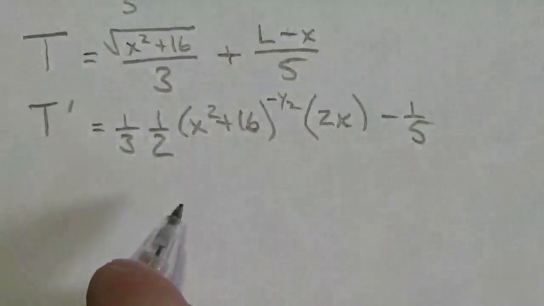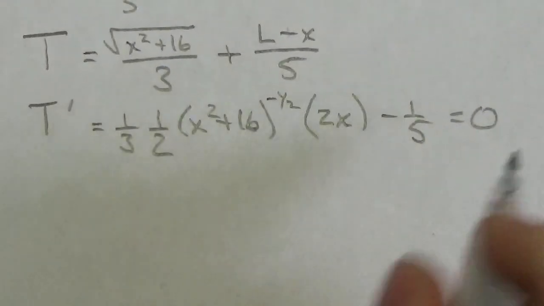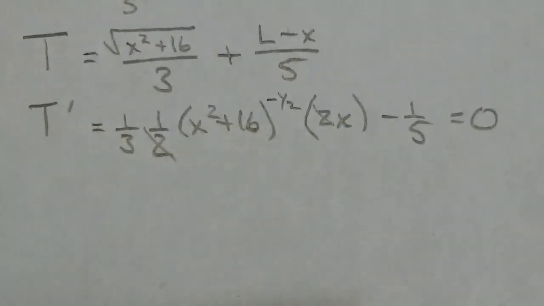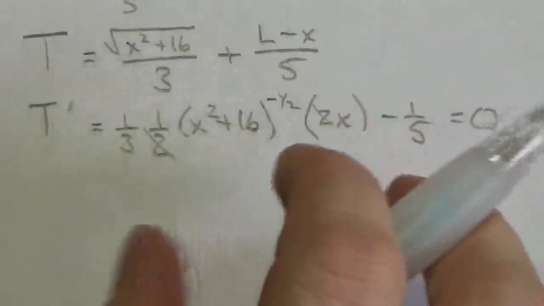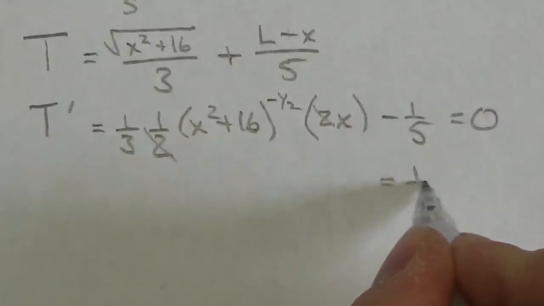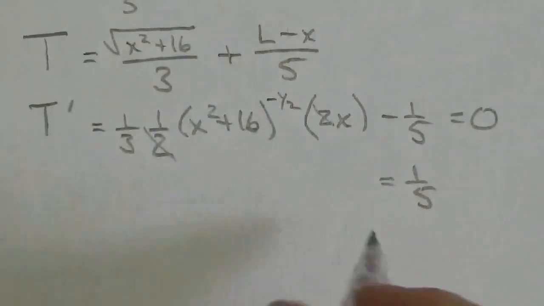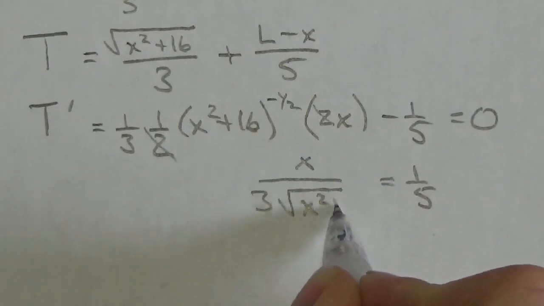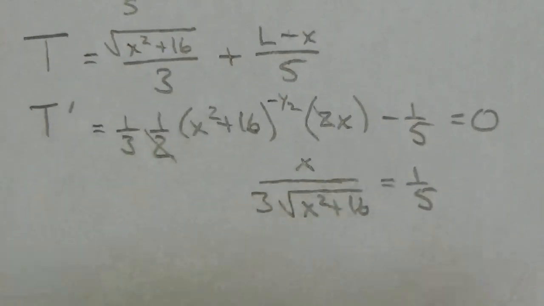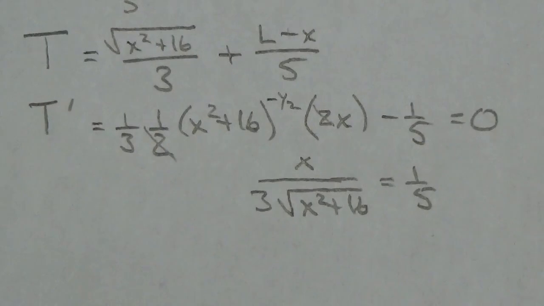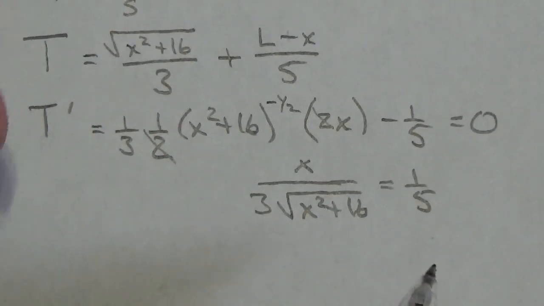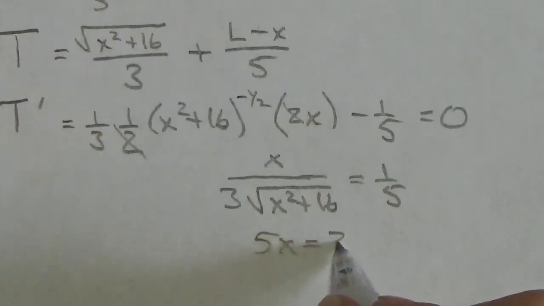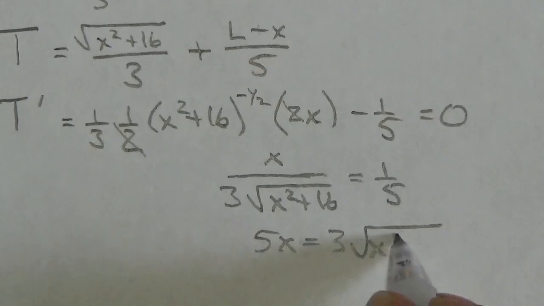So what do I do? I set my derivative equal to 0. Okay, now this is going to cancel. The 2's are going to cancel right there. And just before I start to solve this, I am going to move the 1/5 over, and I'm going to simplify this a little bit. I'm going to be left with x over 3 root x squared plus 16. Okay? So now I'm going to cross multiply, essentially. So I'm going to make this 5x equal to 3 root x squared plus 16.